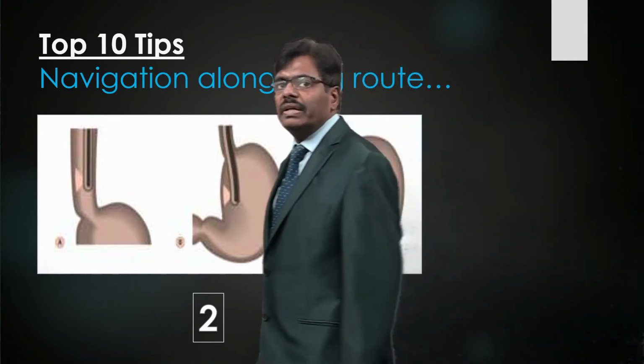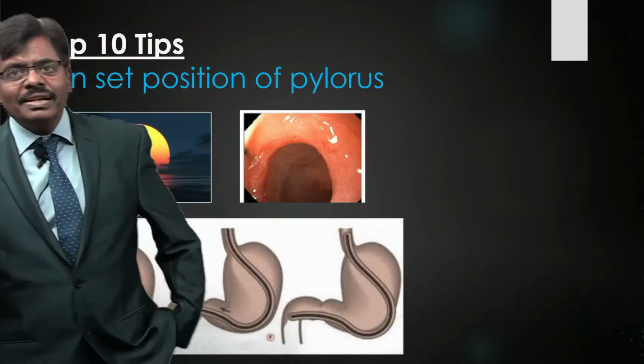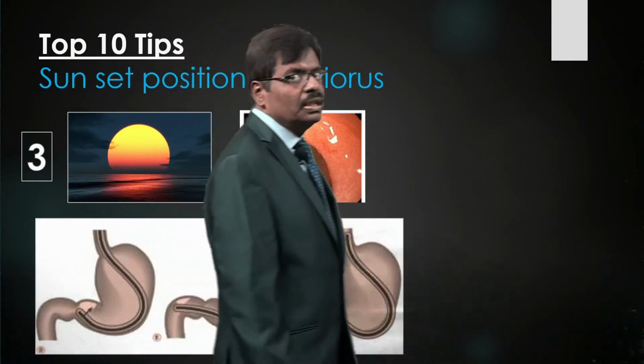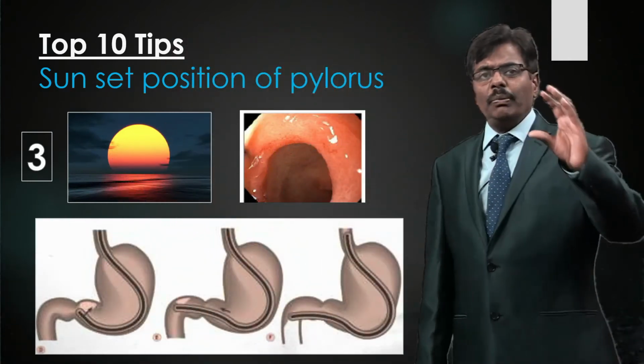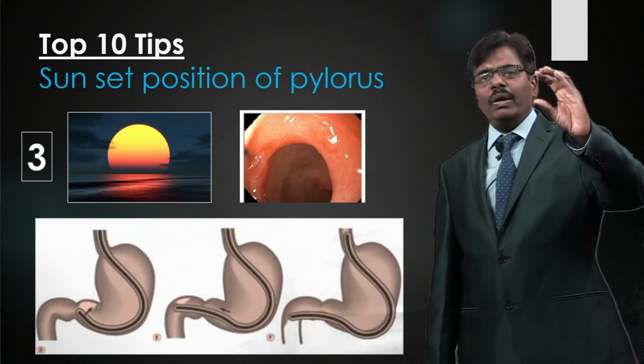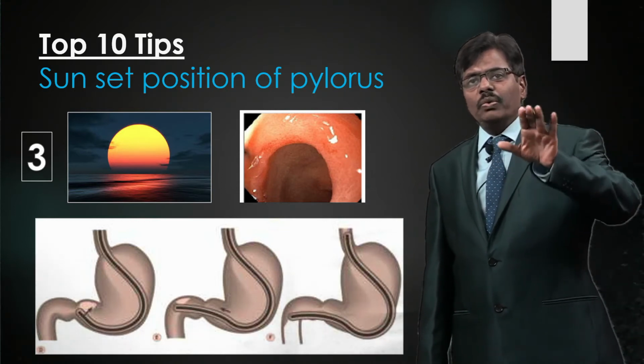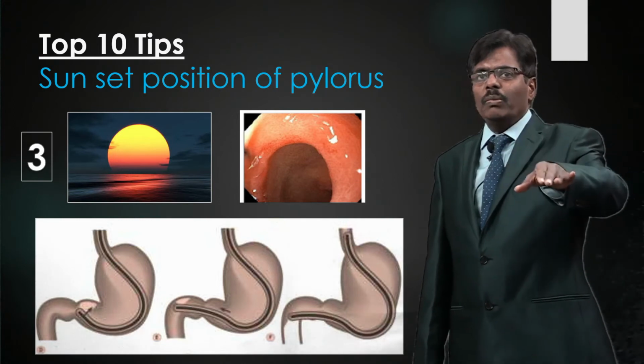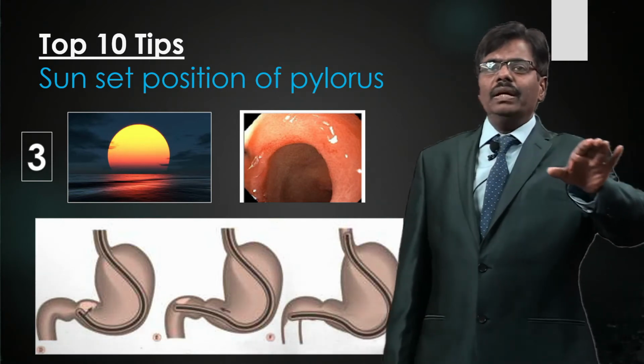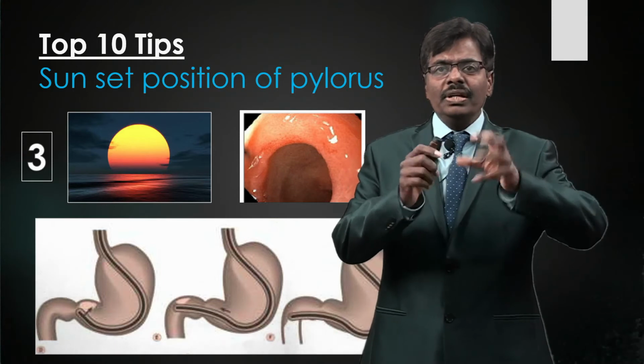How do we know that we reach the pylorus? Sunset position. This is what we see. So sunset position, this is the typical position. That is 3/4 of the pylorus you are seeing, 1/4 is hiding. And then you straighten the scope, you go blindly. That is a leap of faith one more time. But don't immediately try to do all the wheel change.